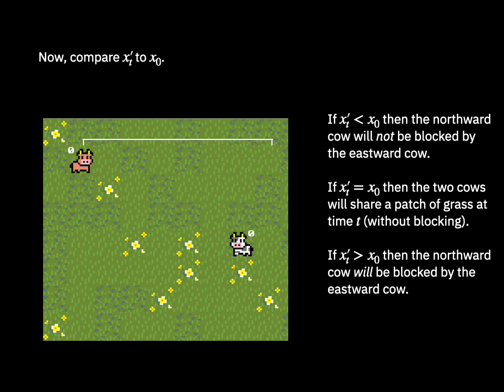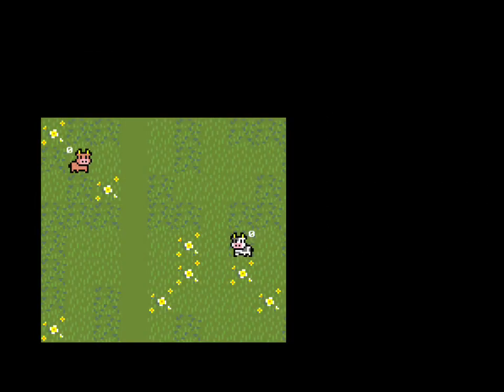However, this reasoning so far has ignored the fact that the eastward cow may have been blocked by another cow along the way. Let's see if we can modify our reasoning to take this into account. So let's start again. This time there is a rut that will cause the eastward cow to stop at some point. Again, let's view the situation from the perspective of the northward cow and try to determine whether the eastward cow will block it.